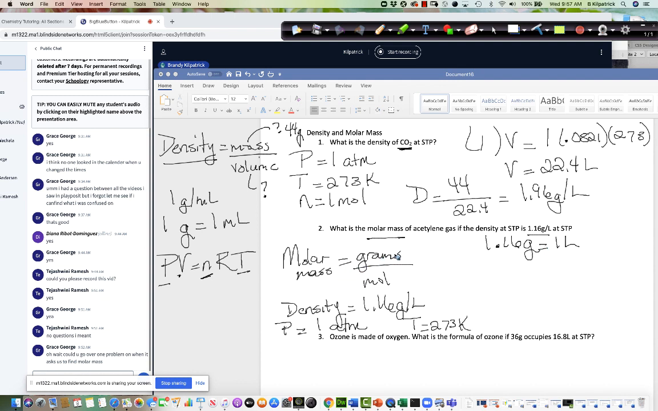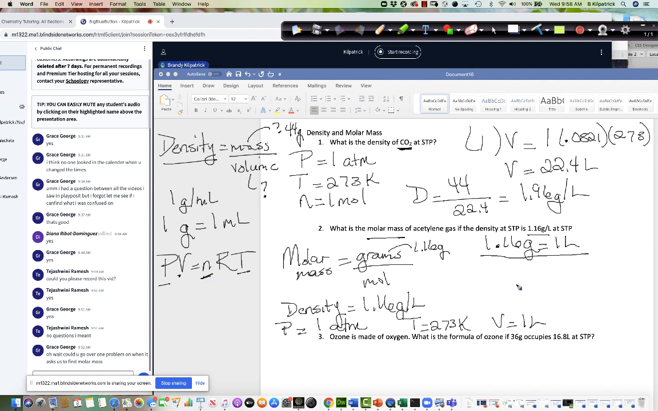Okay, so I need two numbers. I need grams and I need moles. Well, if I say that I have 1.16 grams, I have 1 liter. So if I say my volume is 1, then my mass has to be this. So I can say I have 1.16 grams if I have 1 liter. So my volume will be set to 1 liter. So now I just need one other number. I need the number of moles. Well, I have pressure, I have temperature, I have volume. So I have P, V, and T, and I can solve for my number of moles here.